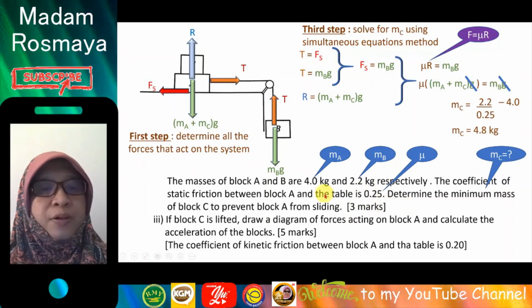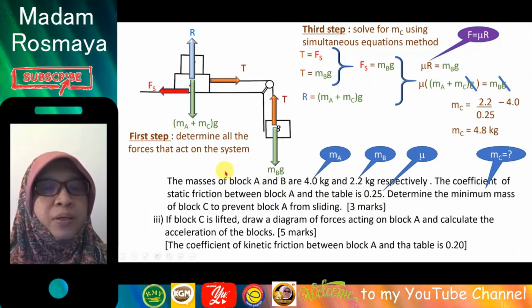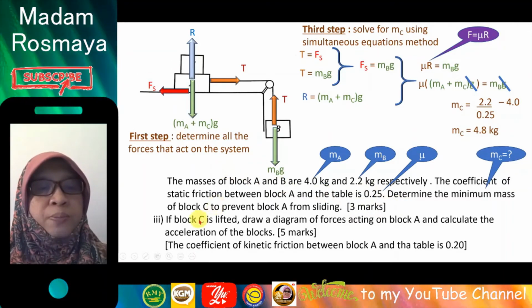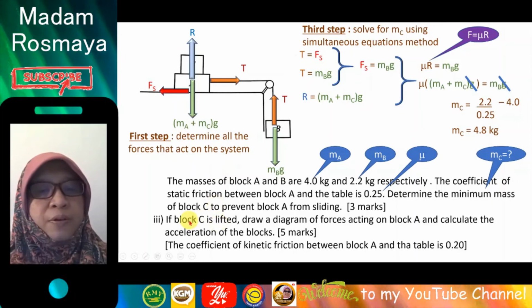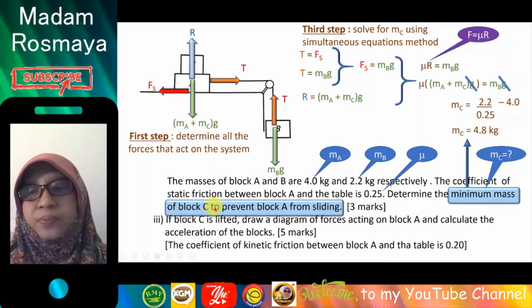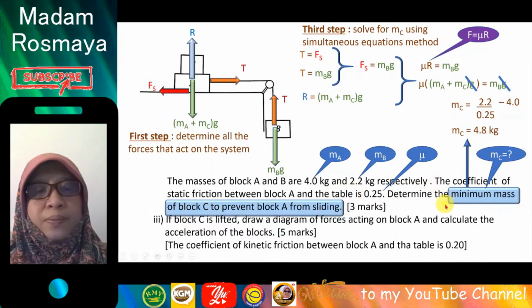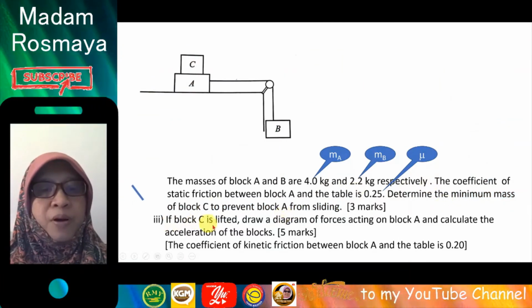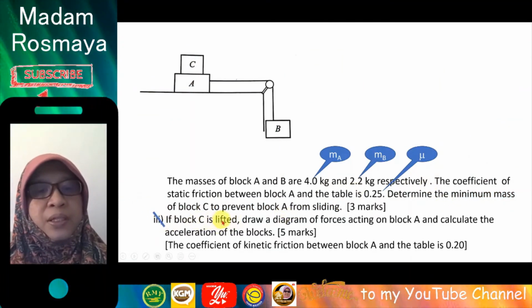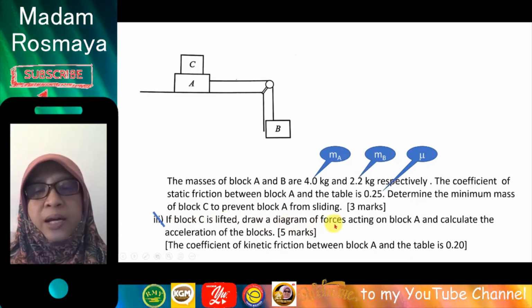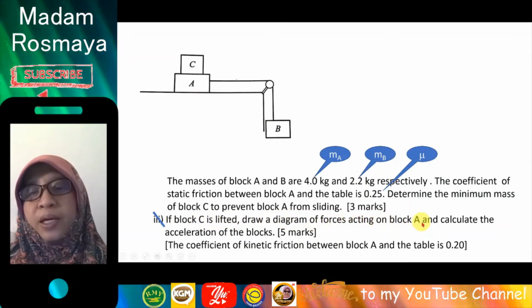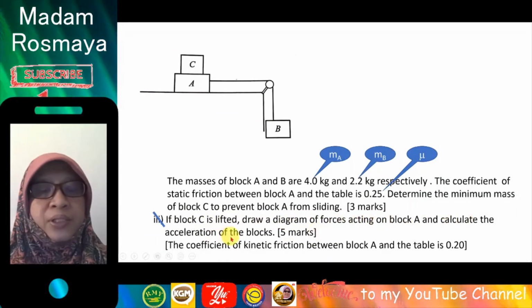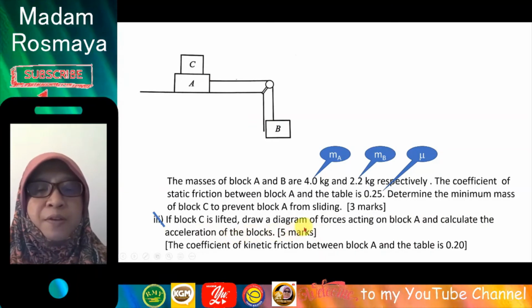Okay, done for question B2. So we go to B3. Okay, for B3, if block C is lifted, draw a diagram of forces acting on block A and calculate the acceleration of the blocks, 5 marks.